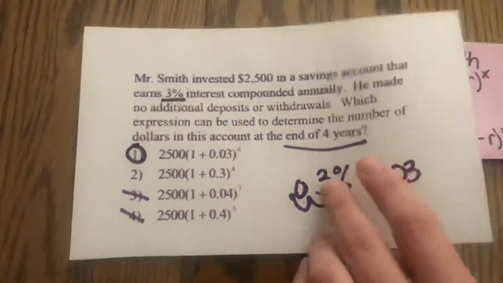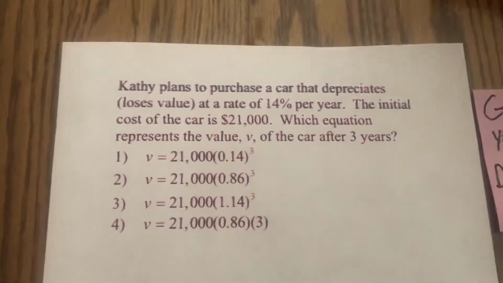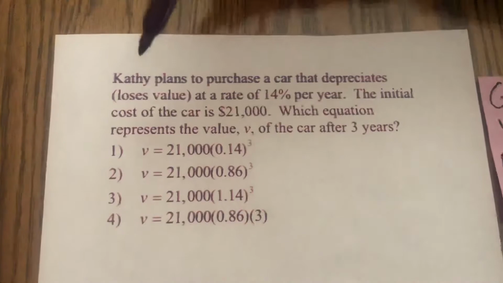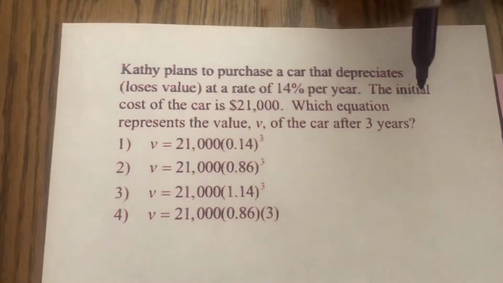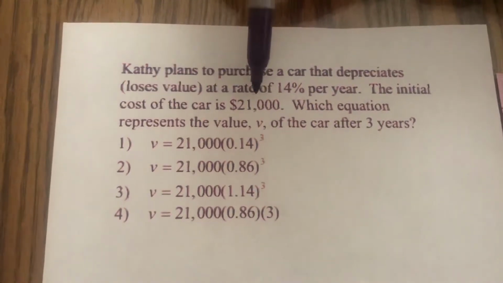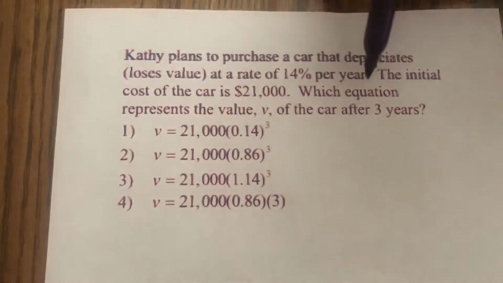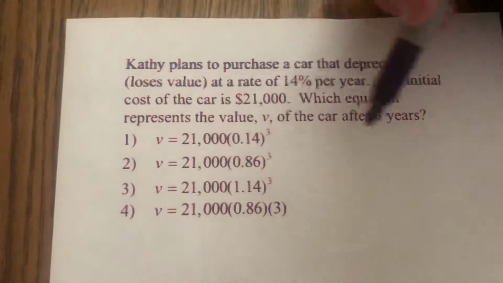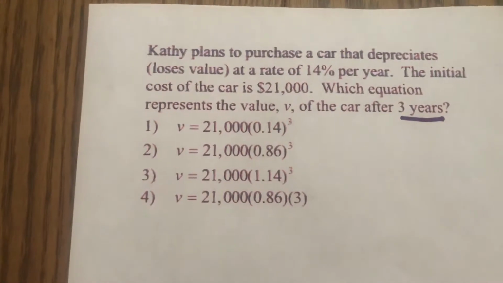Let's take a look at another problem. Kathy plans to purchase a car that depreciates, which means to lose value, at a rate of 14% per year. The initial value of the cost was $21,000. Which equation represents the value V of the car after 3 years? So again, we're given a time period, so we know that's going to get plugged into our exponent.